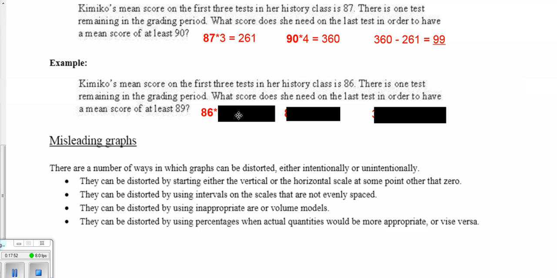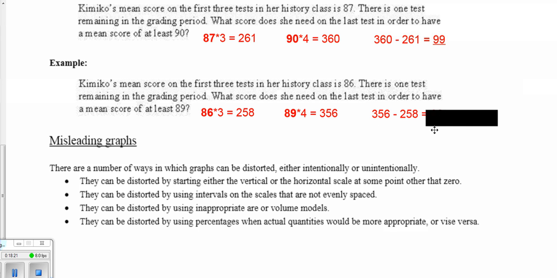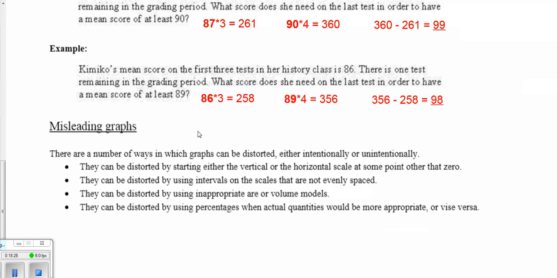86 was her average, times 3 tests, which means her total at this point is 258 points. She wants to have an average of 89. That would mean that she would have to take 4 tests. So 89 times 4 would be 356. The total she needs minus the total she has is what she needs to get on the next test. She would need to get a 98% to get an average of 89.